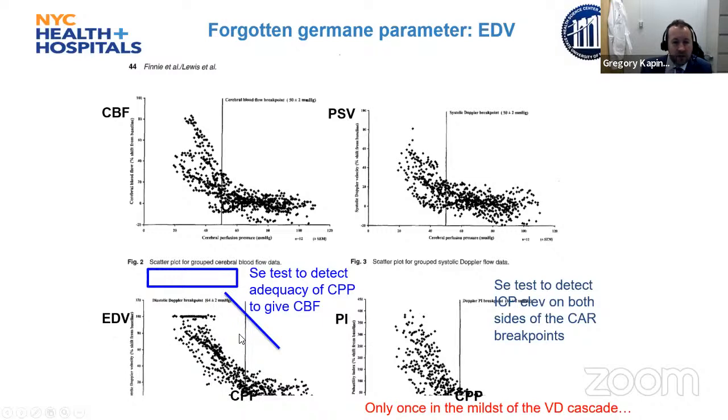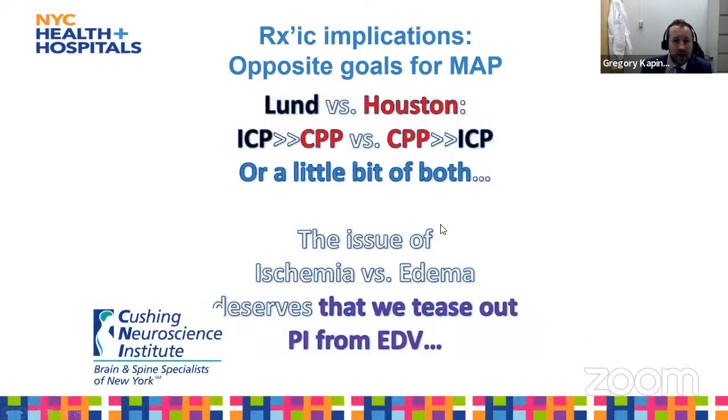So all the fuss and the publication that has been going on in the 2010s about PI, to me, was a little bit weird. We should have been paying also attention to the end diastolic velocity. And that is why I was proposing that we can resolve the issue of this debate of, is the ICP more important or is the CPP more important? Both are important in different patients.